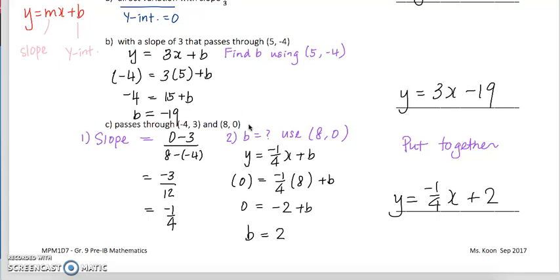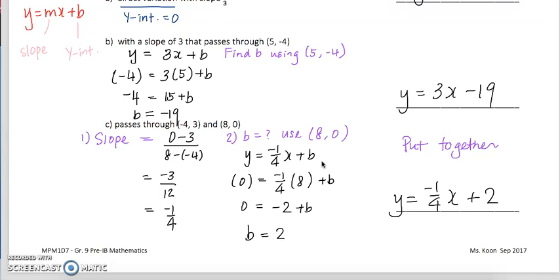And then your last question only gives you 2 points, but you know that if I know 2 points on the line, I can use the slope formula, y2 minus y1 over x2 minus x1, to calculate the slope as negative 1 over 4. Once I know the slope, I can sub in one of the points. It doesn't matter which one. So I chose the one with 0 because it's easier to work with.